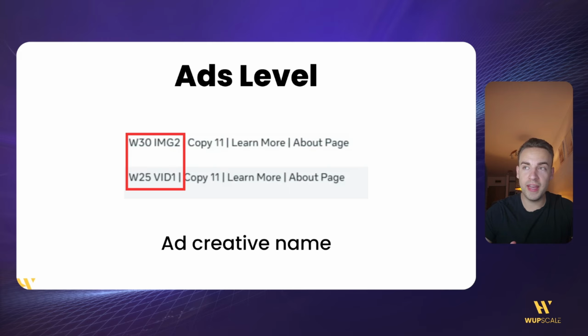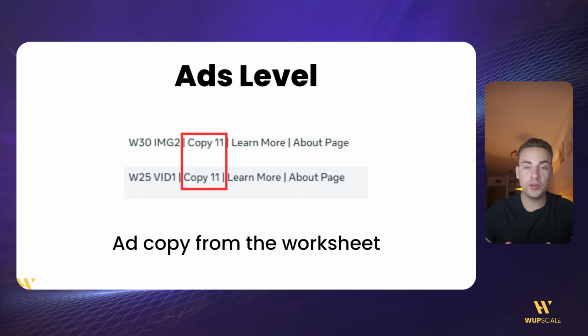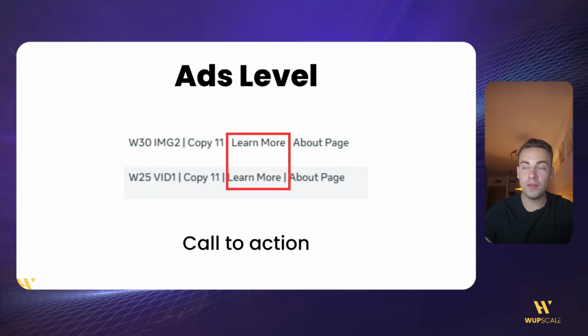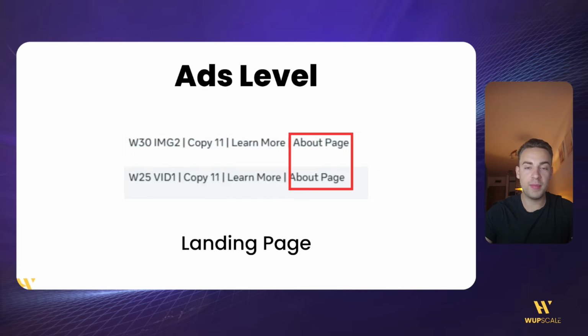Next, we are moving to the ads level. Here I just have the ad creative name, which is the most important. Also for my ad creatives, I use the breakdown by week. So I was testing a video from week 25 and also image 2 from week 30. After the creative, I reflect the name of the ad copy that I'm using. For this, I use my ad copy worksheet, and in this test, I had copy 11 being tested with different creatives. Next, I have the call to action, which is learn more. And lastly, I have my landing page. In this example, when I'm running ads to my school community, this is going to be my about page.